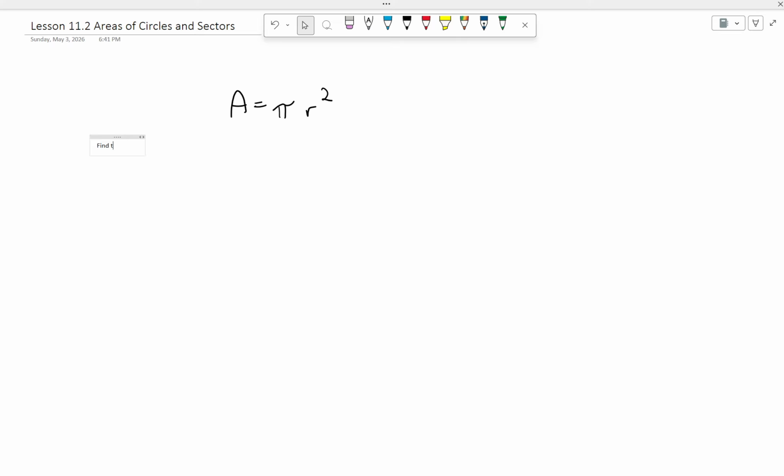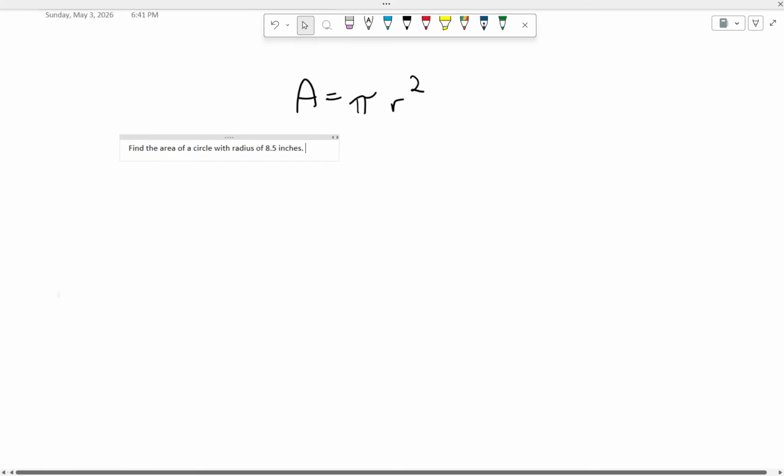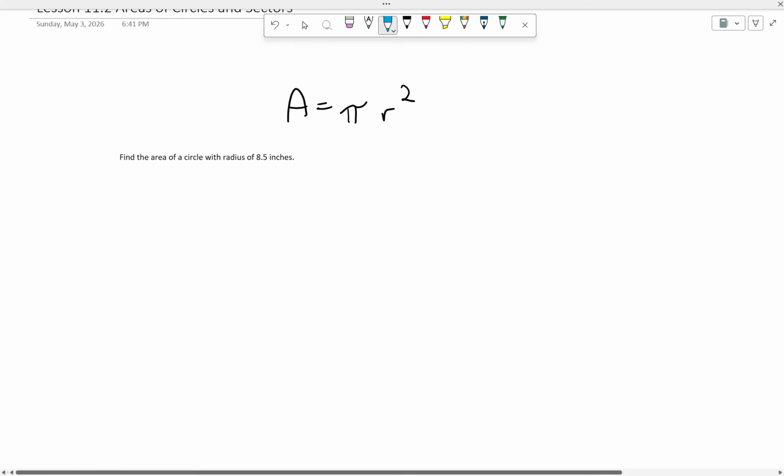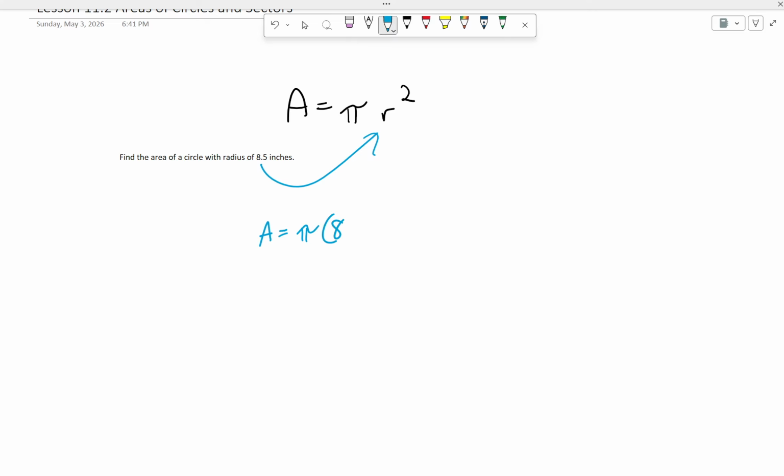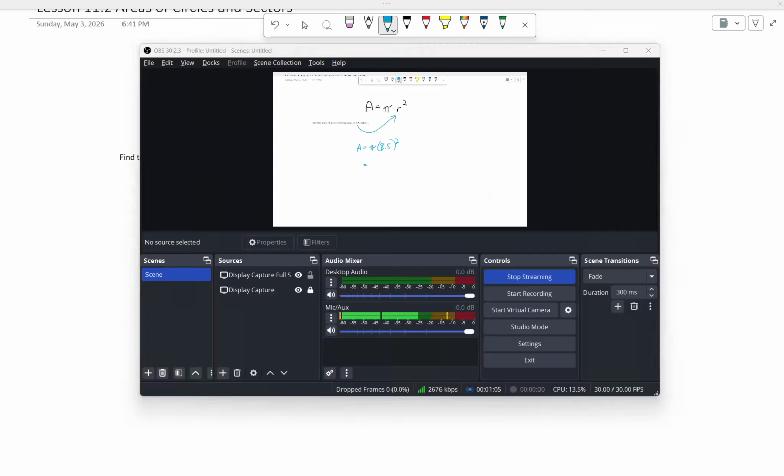Okay, so I'm going to find the area of a circle with radius of 8.5 inches. There's only one input here. That's the best part, right? If this radius is 8.5, all I have to do is put it in right there. So A is equal to pi times 8.5 squared, which I'm going to have to use a calculator for, obviously.